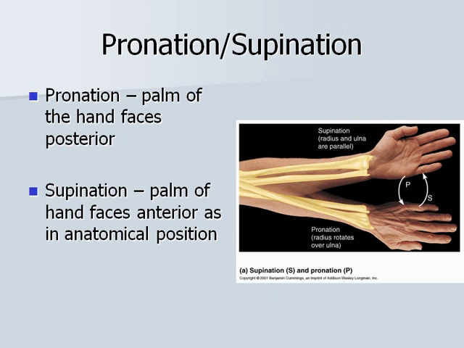Pronate and supinate. This has to do with moving your palm and your forearm. The way that I always remember this is the 3 P's. Pronating means your palms are posterior. So when my palms are facing the posterior, I'm pronated. Pronate, palms posterior. Supinate, palms to the anterior.